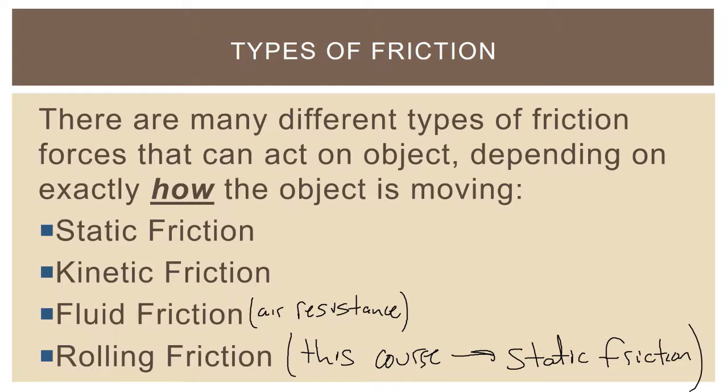For kinetic friction, we always say kinetic friction acts on an object when it's moving, but I think we should be pretty careful about that. Kinetic friction really acts on an object when it's sliding. If it's rolling, really rolling friction acts on it, but in this course, we basically just say that static friction is what acts on it.